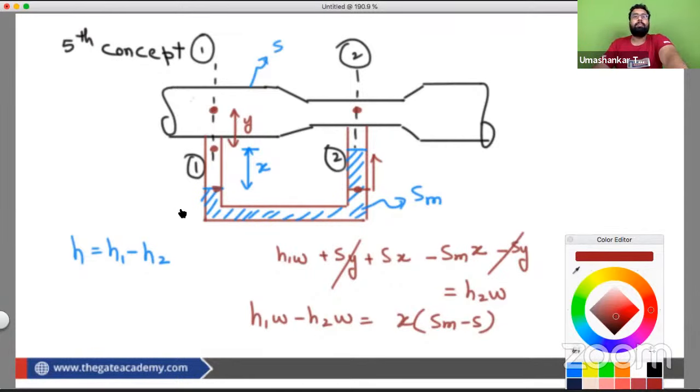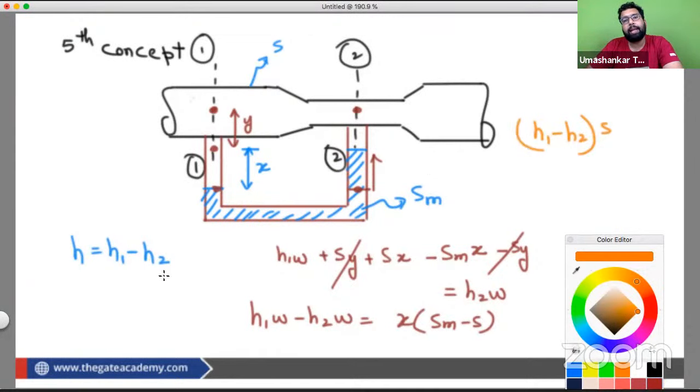Now are h1 minus h2 and h1w minus h2w the same or not? No, they are not the same. This is in terms of the fluid flowing through the pipe. This is in terms of water. Now how do we convert any pressure head in terms of water? Simply by multiplying it with density.